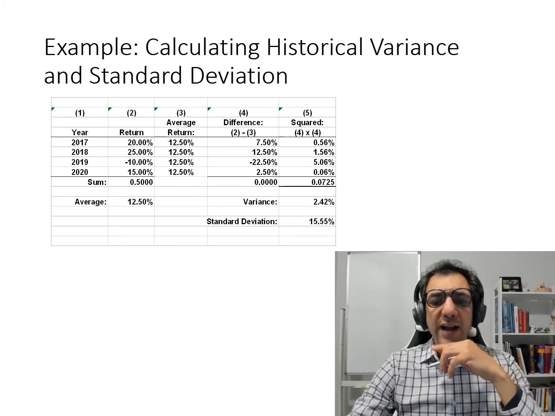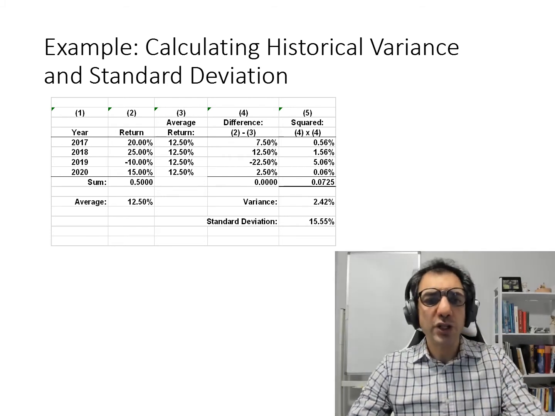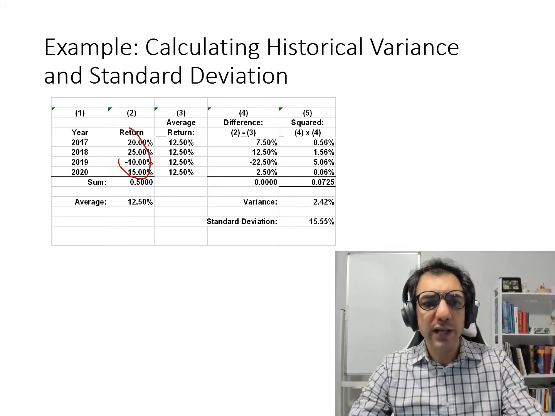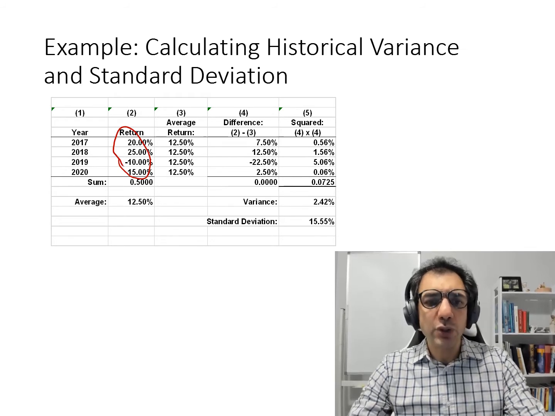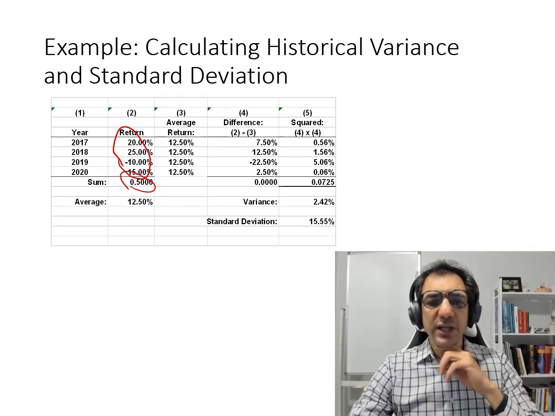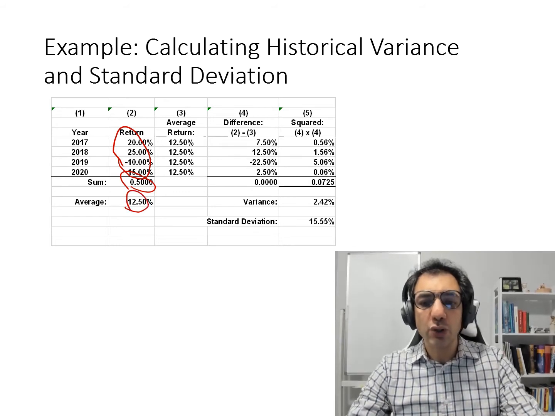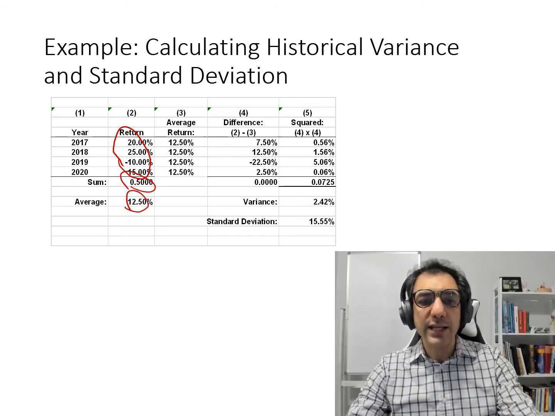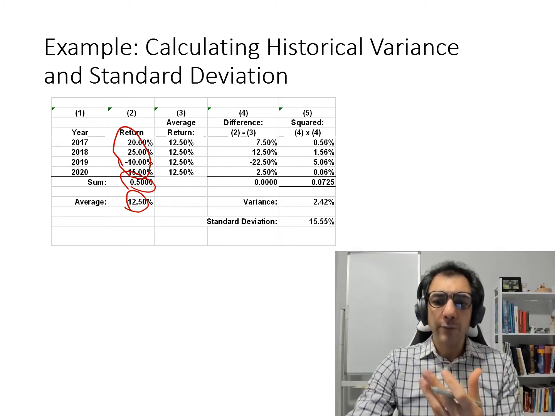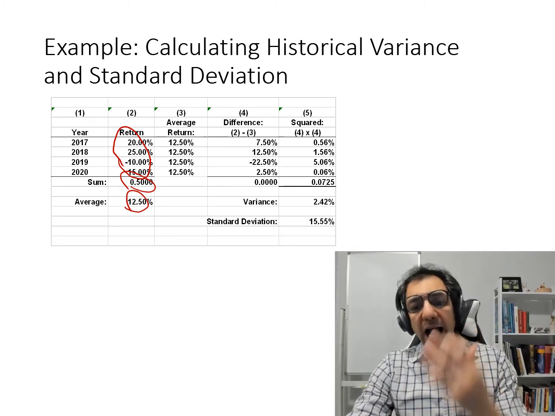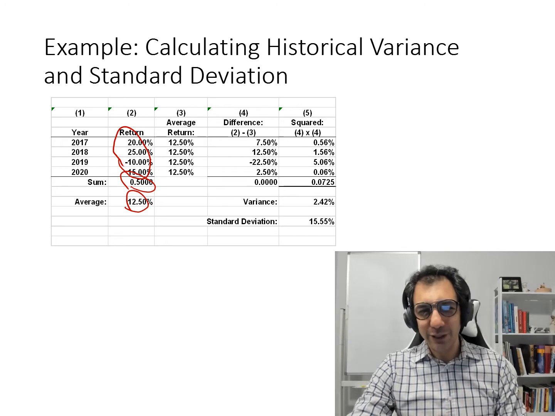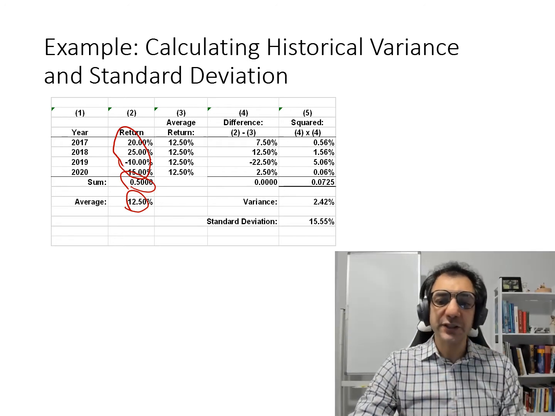I'm using the arithmetic average return, so I'm just adding all these returns as you see, which is 50%, and then I'm dividing that by 4, the number of data points I have, and I get 12.5%. So 12.5% is my annual average return for this investment. So what is my variance and standard deviation?